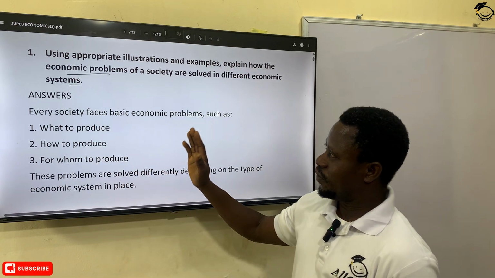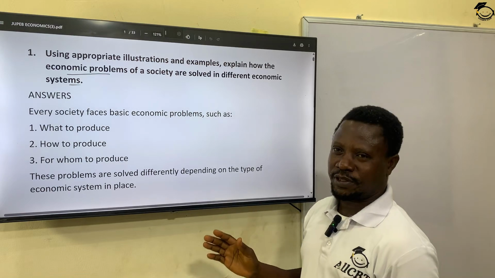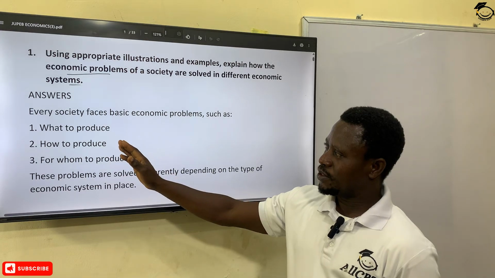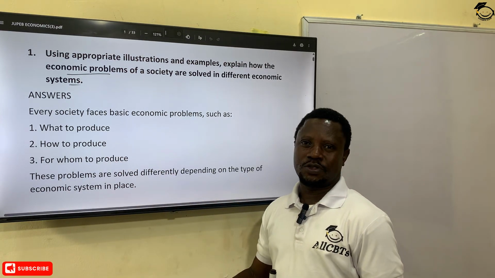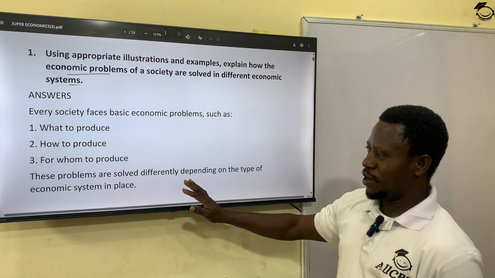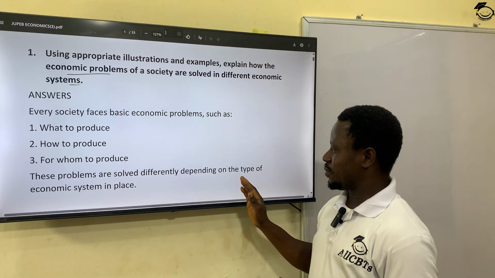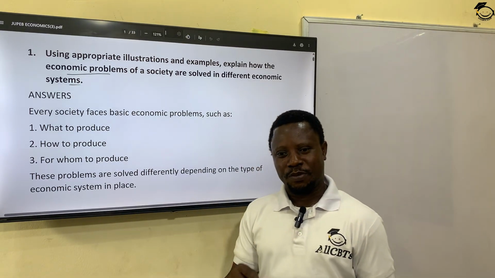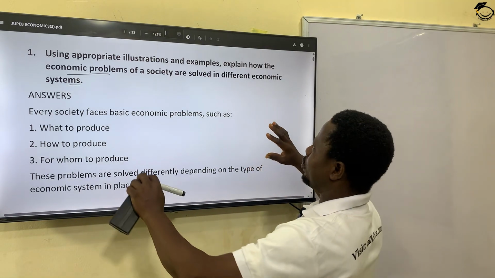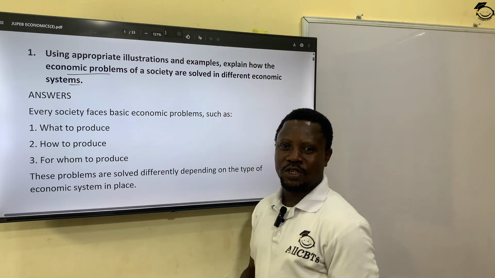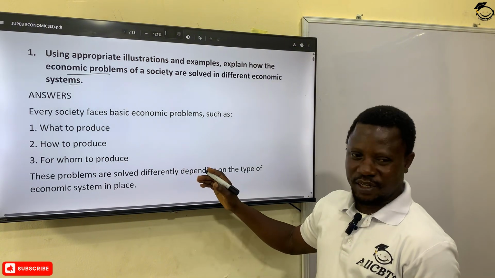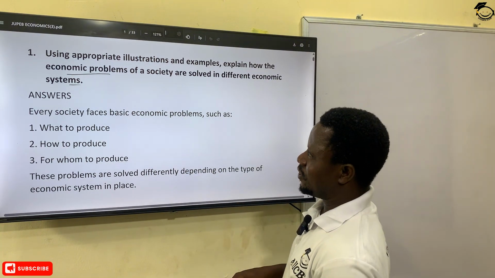Every society faces basic economic problems. That is a fact. And what are these problems? What to produce, how to produce, for whom to produce. These problems are solved differently depending on the type of economic system in place. So you can see now how I'm able to marry the two topics or subtopics together: the problems and of course the systems. So let's see the next step.